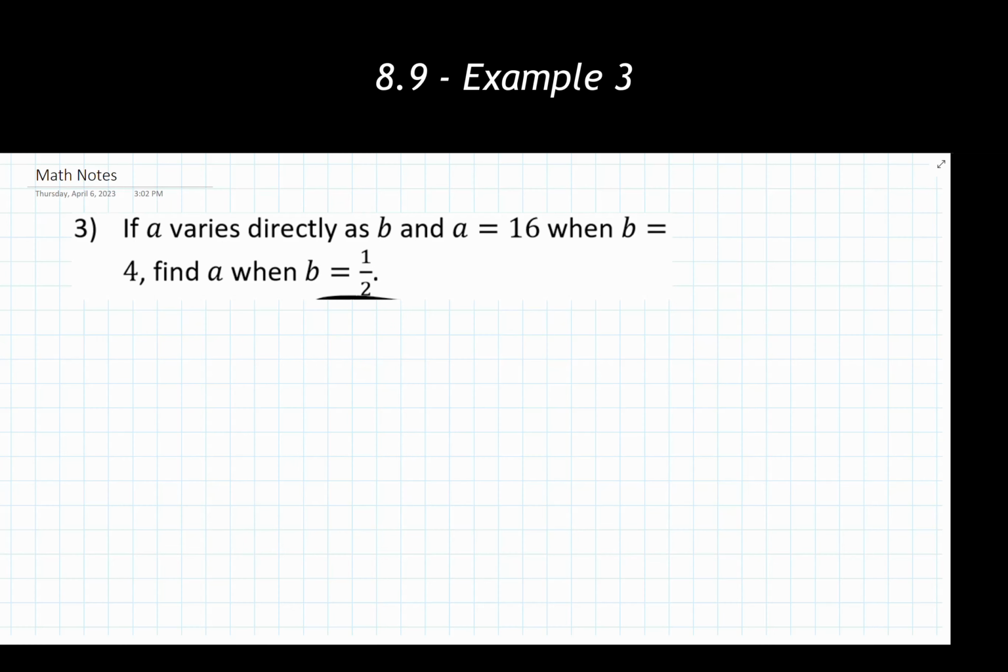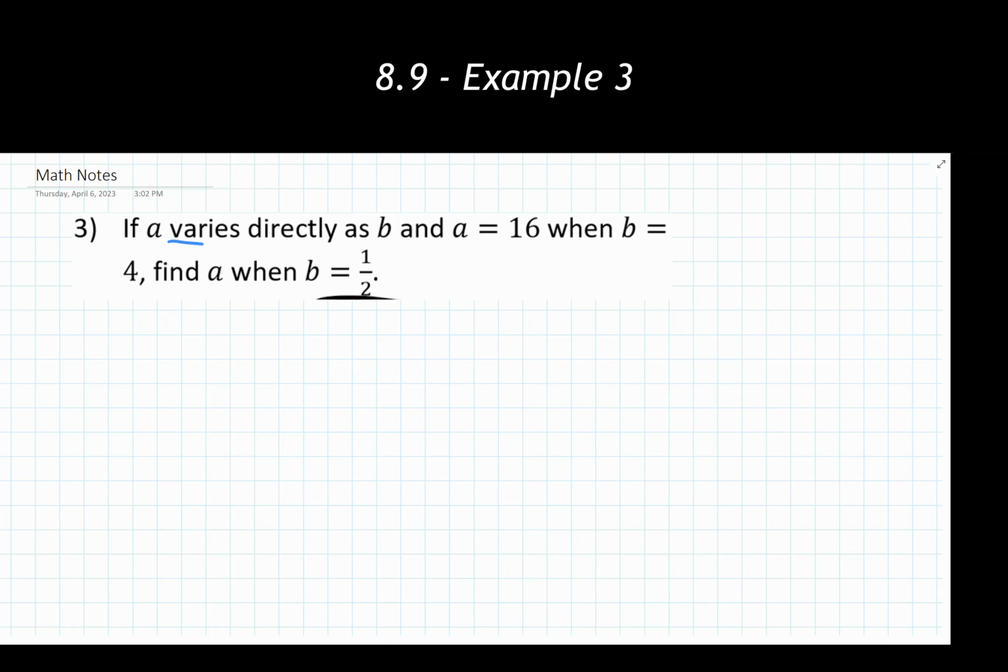Examples 3 and 4 are going to have us go through and do the kind of two-part problems. So we're given one scenario and we need to solve for another scenario. So looking at number 3, we're being told if a varies directly as b and a equals 16 when b equals 4, find a when b equals 1/2. So this is going to sound like we have a whole lot going on with this problem. And again, I think it can be overwhelming to try and look at this as a problem we need to solve all at once. I generally think that's where a lot of people struggle with these. So we're going to break this down and do it in smaller controlled parts.